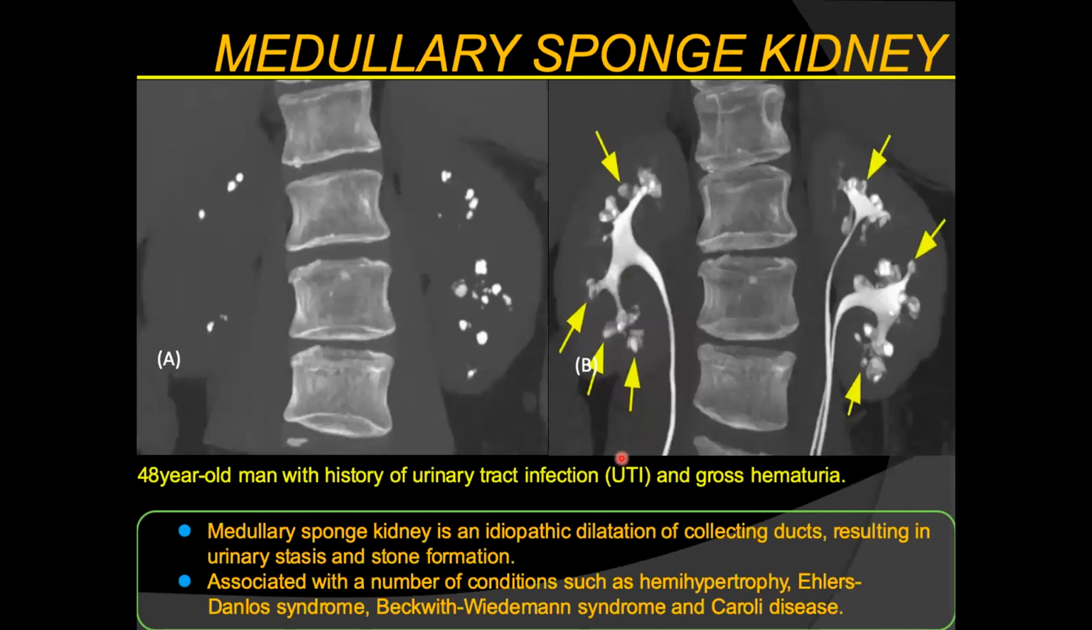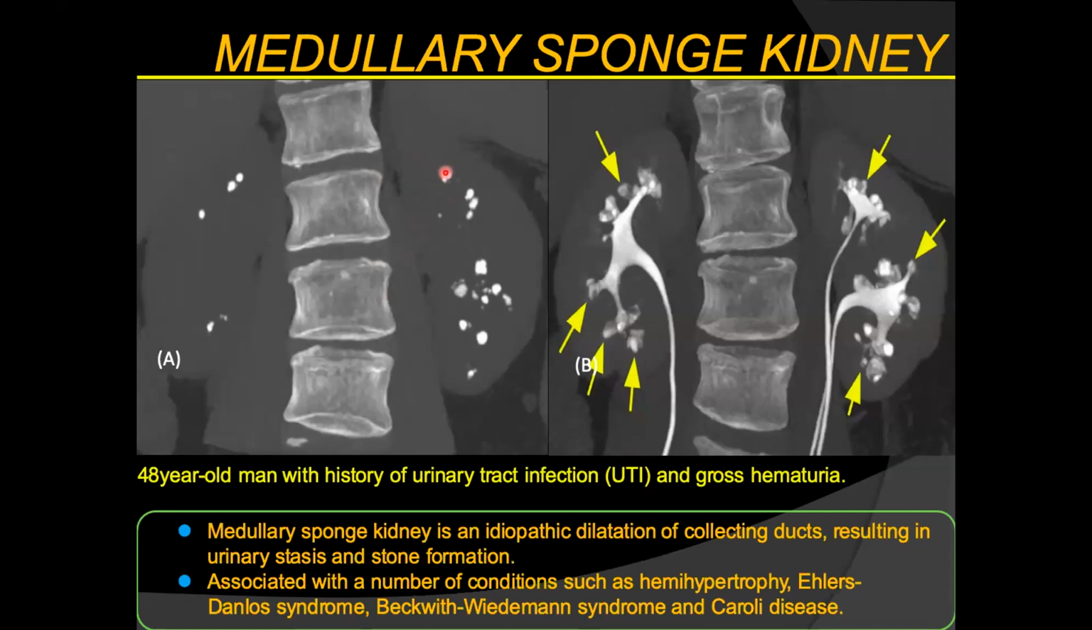A medullary sponge kidney is an idiopathic dilatation of collecting ducts, resulting in urinary stasis and stone formation. It's associated with a number of conditions such as hemihypertrophy, Ehlers-Danlos syndrome, Beckwith-Wiedemann syndrome, and Caroli's disease. Now, this is a case of a 48-year-old man with history of urinary tract infection and gross hematuria. This is a plain CT scan. It's a coronal MIP image.